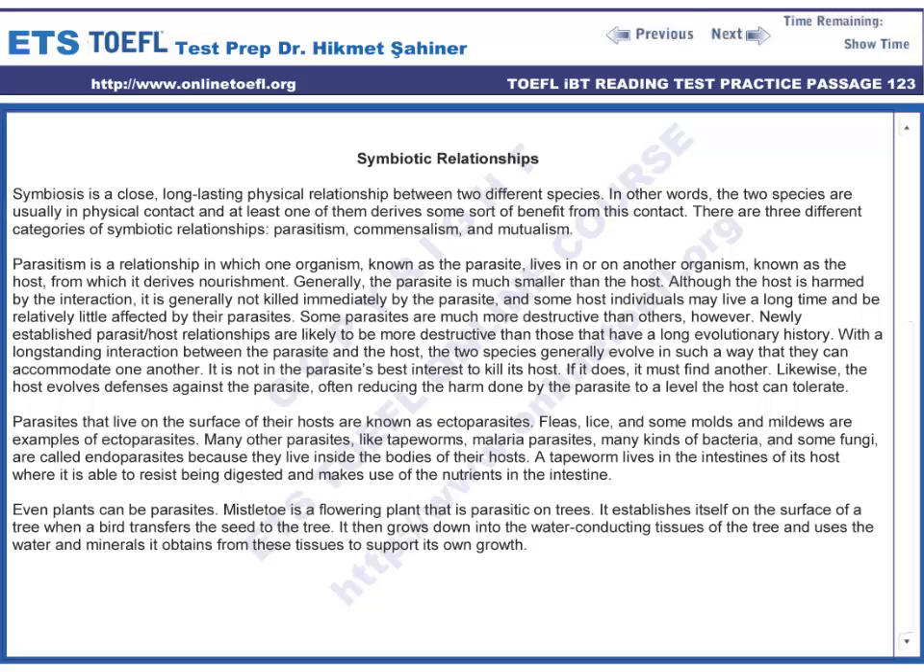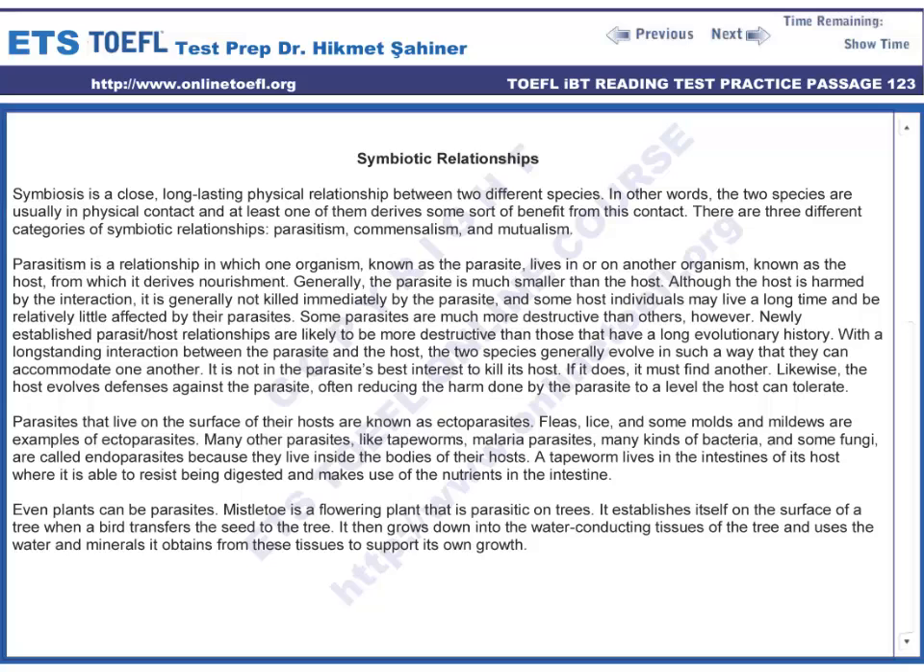Parasitism is a relationship in which one organism, known as the parasite, lives in or on another organism, known as the host, from which it derives nourishment. Generally, the parasite is much smaller than the host. Although the host is harmed by the interaction, it is generally not killed immediately by the parasite, and some host individuals may live a long time and be relatively little affected by their parasites.